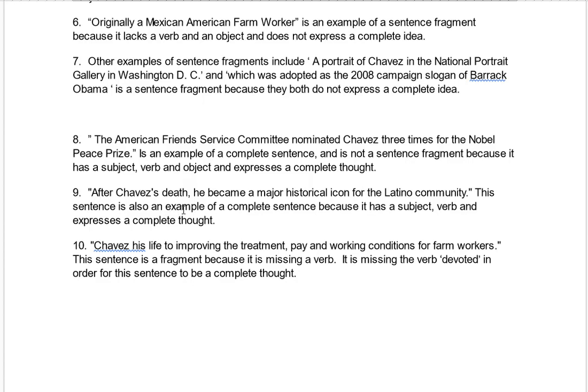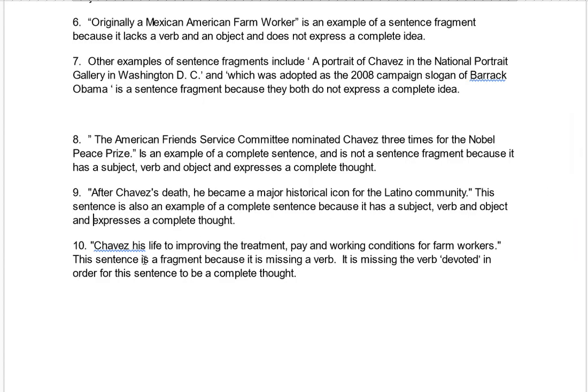After Chavez's death, prepositional phrase, he, subject, became, verb, a major historical icon for the Latino community. So subject, verb, object. So this sentence is also an example of a complete sentence because it has a subject, a verb, and an object and expresses a complete thought. It has a subject, verb, and object and expresses a complete thought.